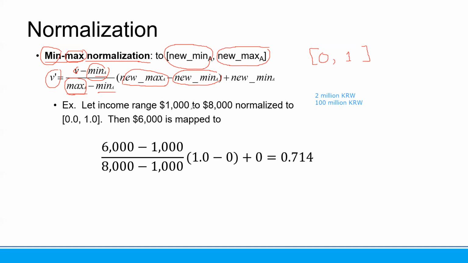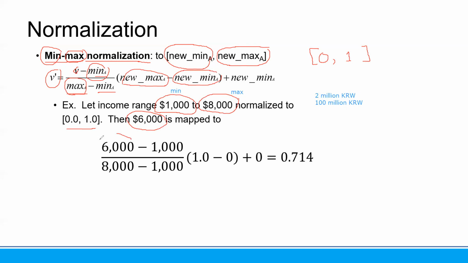Let's say I have the income. The income is from 1,000 US dollars to 8,000 US dollars. So this is the minimum, and this is the maximum. I have the minimum and the maximum, and I want to normalize this data into 0 and 1. Then if I have a value of 6,000 US dollars, what is the new value? What is the normalized value?